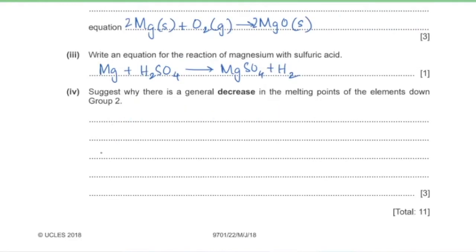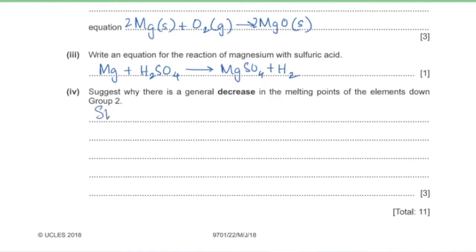Part 4 suggests why there is a general decrease in the melting points of the elements down group 2. So elements down group 2, they have their electrons in their outermost shells, which are at greater distance from nucleus as compared to those on the top of the group. So this means that atoms that have their outermost electrons much farther from nucleus, they will be experiencing greater shielding, and that also leads to increase in ionic radius, which decreases attraction between electrons and ion's nucleus.